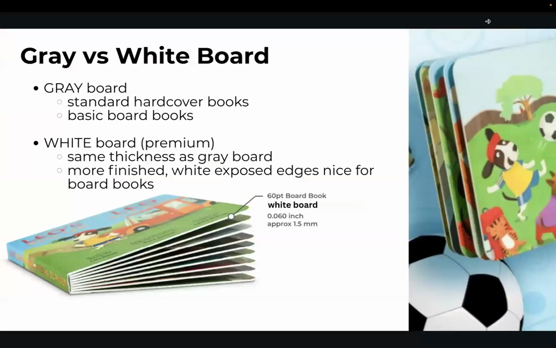And just a couple other notes about board. So you have two choices with board. You have a gray board or a white board. Gray board is pretty standard for hardcover books, and it can be used for board books. Basically, it has like a gray edging. A white board is the same thickness as the gray board, but it's a bit premium because it gives a more finished look. It has white exposed edging, which is quite nice for board books.